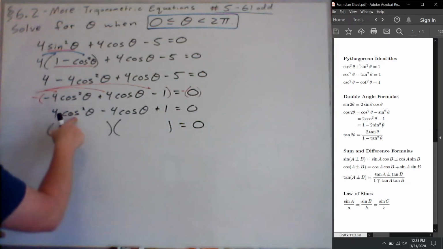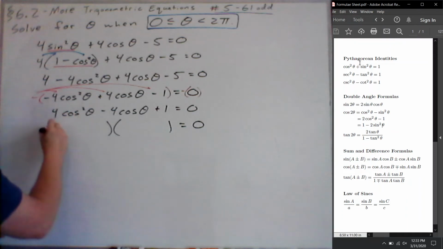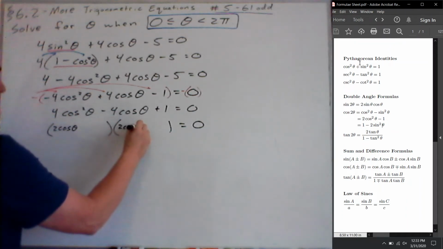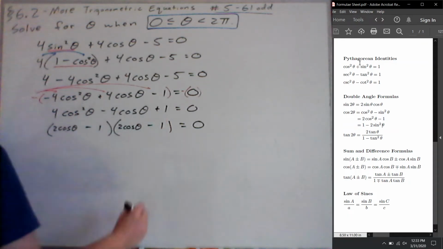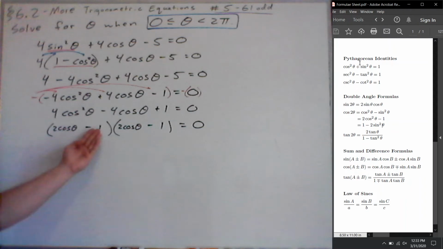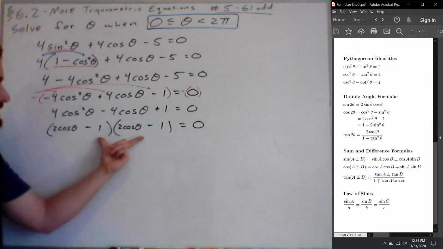So I want 4 cosine squared of theta. I'm going to do 2 cosine theta, 2 cosine theta. I want a positive 1 on the end. So I'm going to give a negative 1 and a negative 1 inside each of those factors.